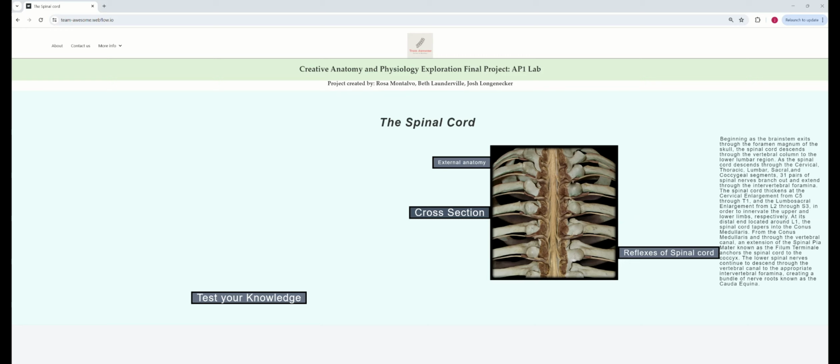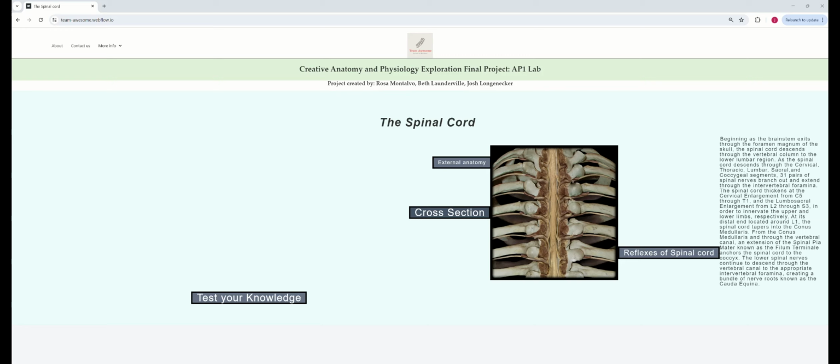Beginning as the brainstem exits through the foramen magnum of the skull, the spinal cord descends through the vertebral column to the lower lumbar region. As the spinal cord descends through the cervical, thoracic, lumbar, sacral, and coccygeal segments, 31 pairs of spinal nerves branch out and extend through the intervertebral foramina.